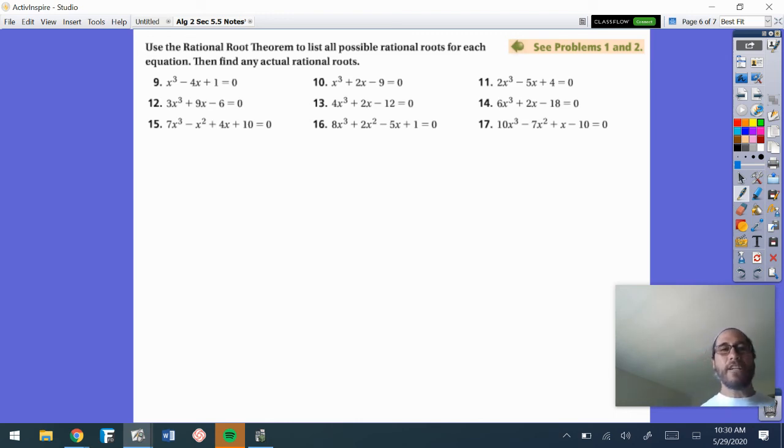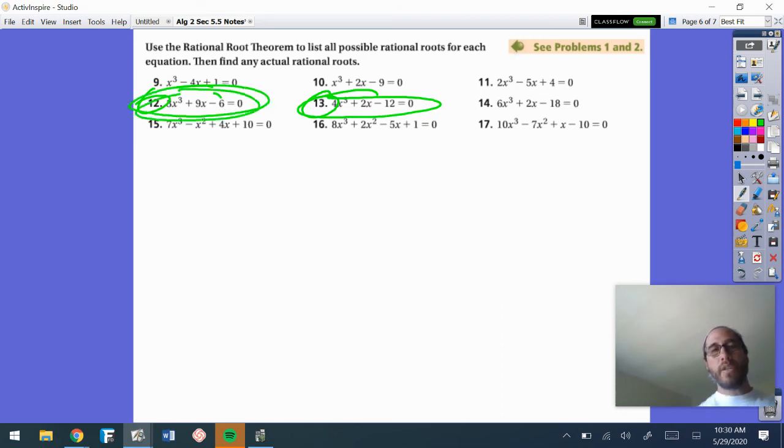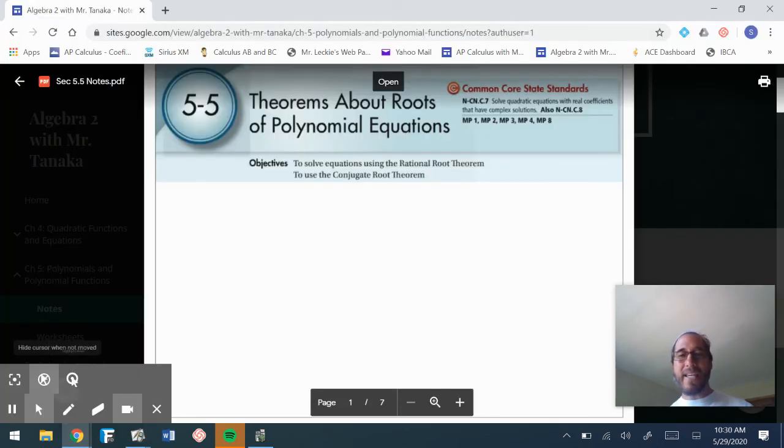The only thing I see here causing some trouble, and hopefully you see, is 13 and 12. What do you notice? There's an x squared missing. So remember, if I was to do synthetic division with either of those, you would have to put a 0 in for the x squared. That's very, very important.